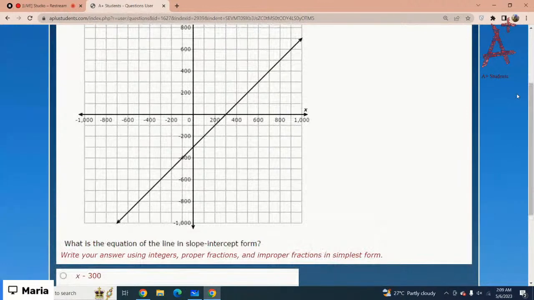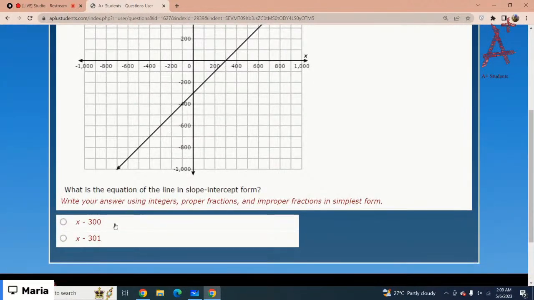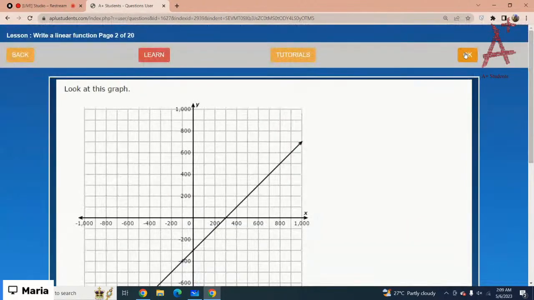We know that from the graph the y-intercept would be negative 300. So just look at the options. Here you have negative 300. Here you have negative 301. That means option number 1 is the correct option. Got it? It is x minus 300. Okay, let's just start with the next question.